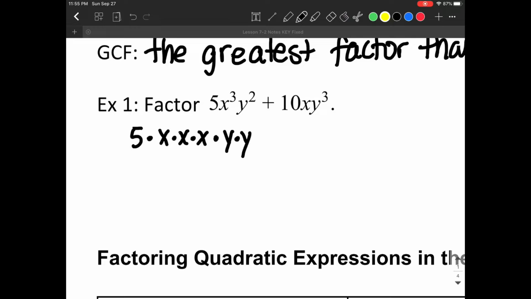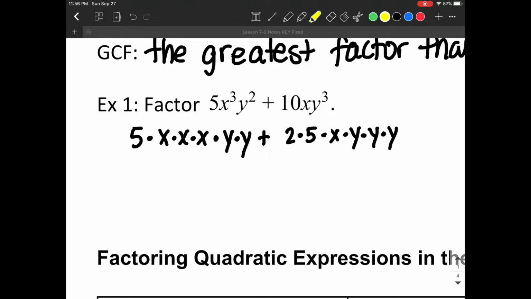For my second term, I'm going to look at this 10 first. Can I break that down? Yes, I can. I can break it down into 2 times 5. That's the smallest factors. Those are both prime numbers, 2 and 5. Can't be broken down further than that. I have 1 x being multiplied and 3 y's being multiplied together for that second term.